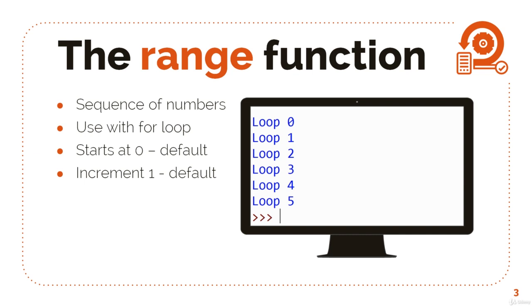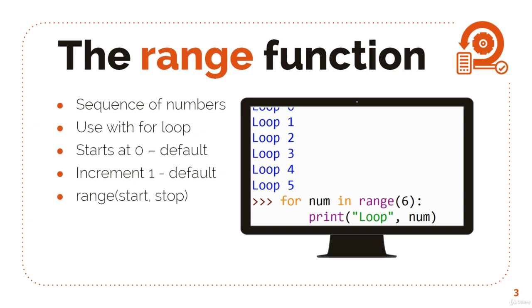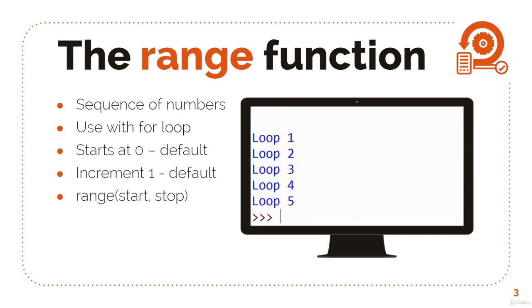Notice it starts at 0. Well, we can change that by adding another argument into the range function. The first argument is now the start value and the second is the stop value. So if I now go ahead and add 1 and run that again, this time it prints 5 times starting with 1 as the range was from 1 to 6 now.